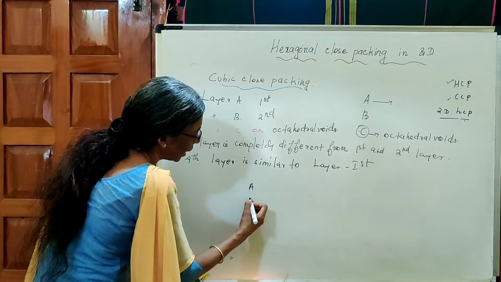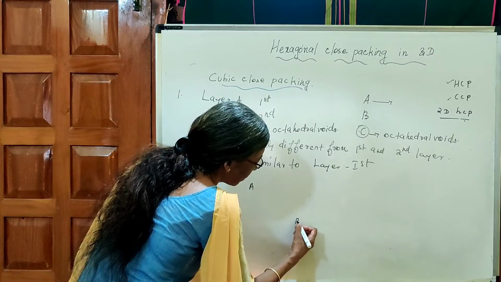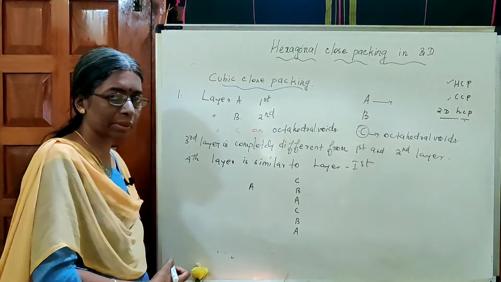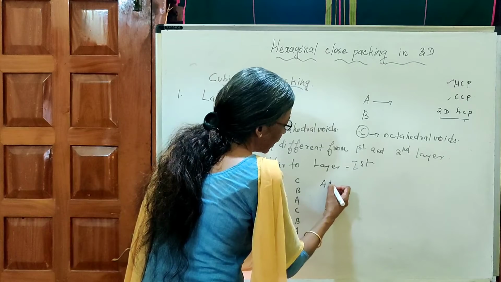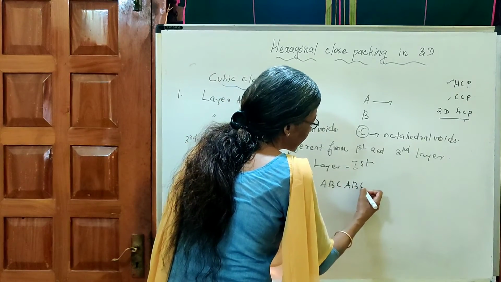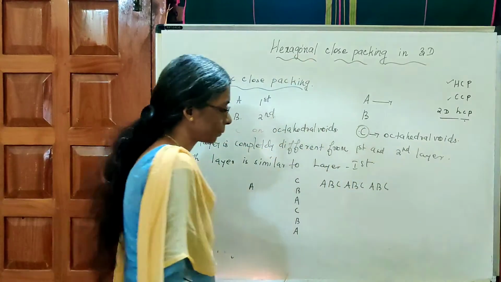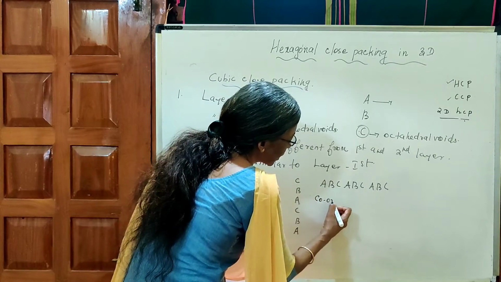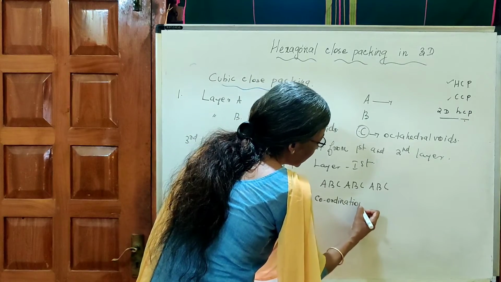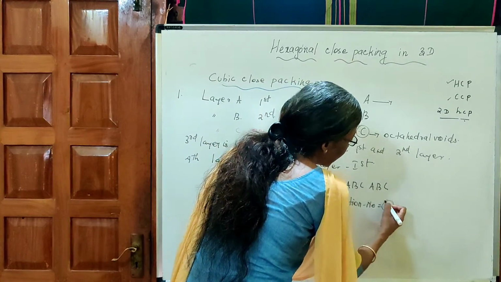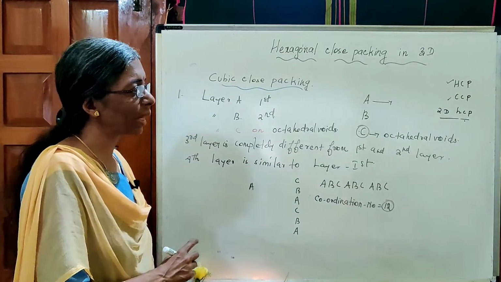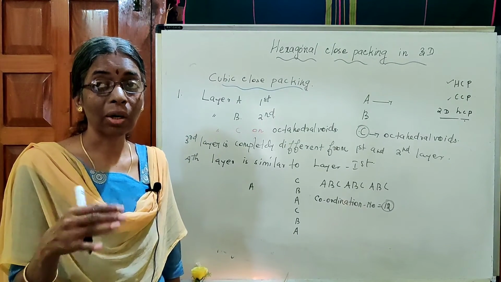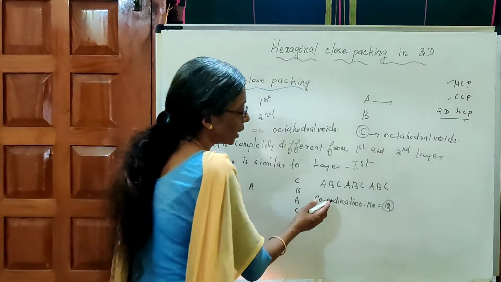So how does it come here? First A, then B, then C, then A, then B, then C, like that it goes. It repeats: A, B, C, A, B, C, A, B, C. In this cubic close packing also, the coordination number is 12 only. You see, in three-dimensional hexagonal close packing and cubic close packing, the maximum coordination number can be 12 only, right? It cannot be more than 12. So here the coordination number is 12.